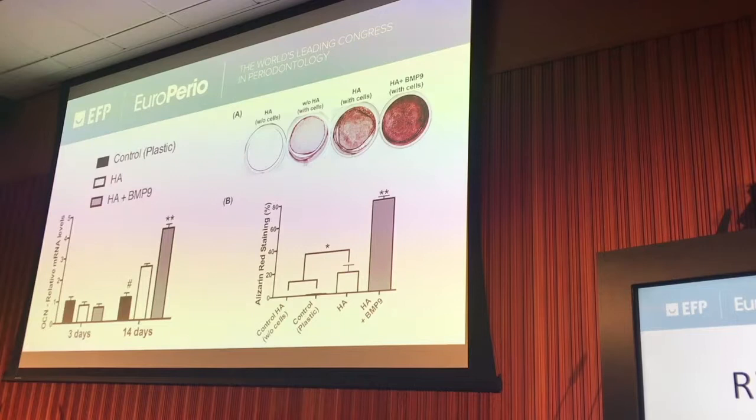So here's just without any type of growth factor and no hyaluronic acid. We get more staining with the cells here. This is just representative osteogenic differentiation. When we use HA, you can see here, of course, it's inducing bone differentiation. When we combine it, of course, with the BMPs, we get even more.